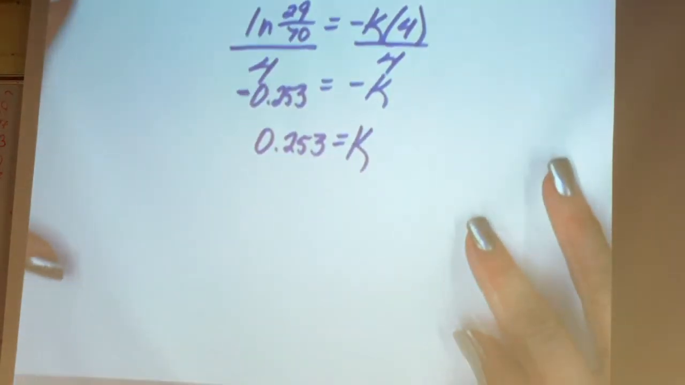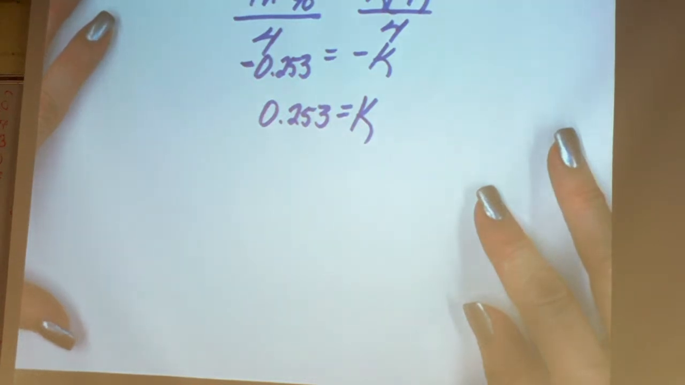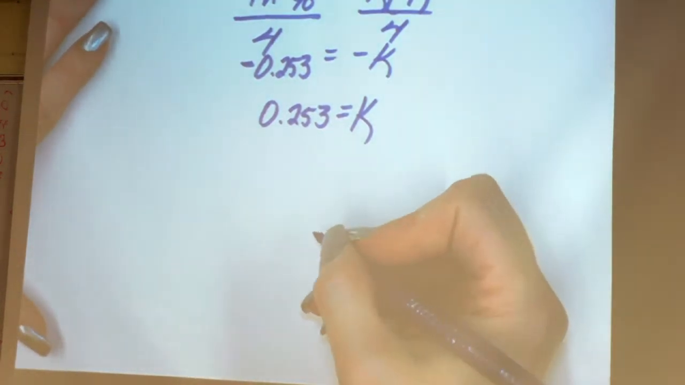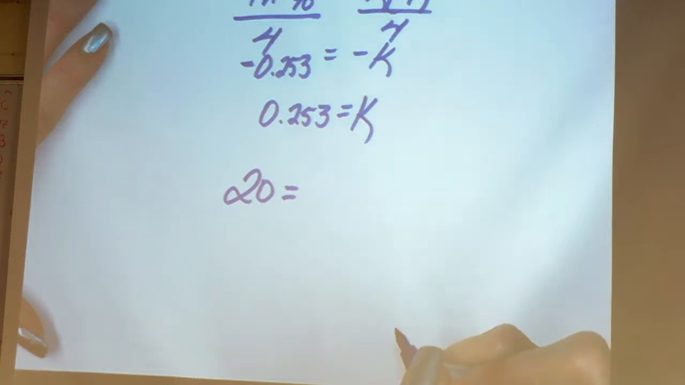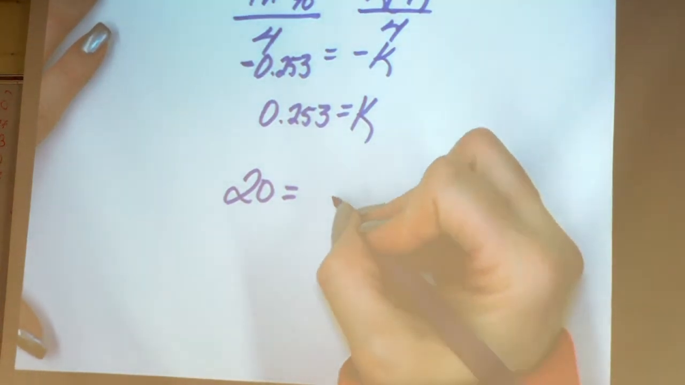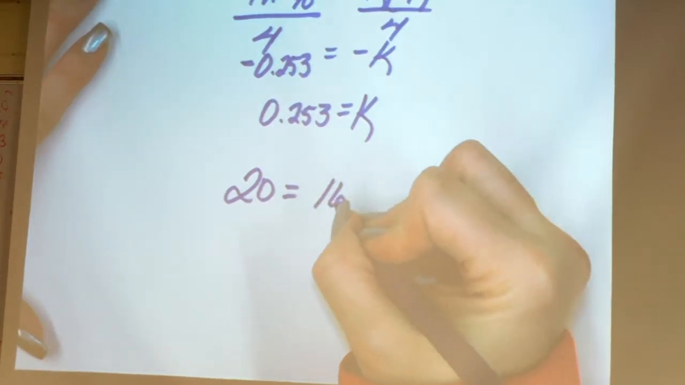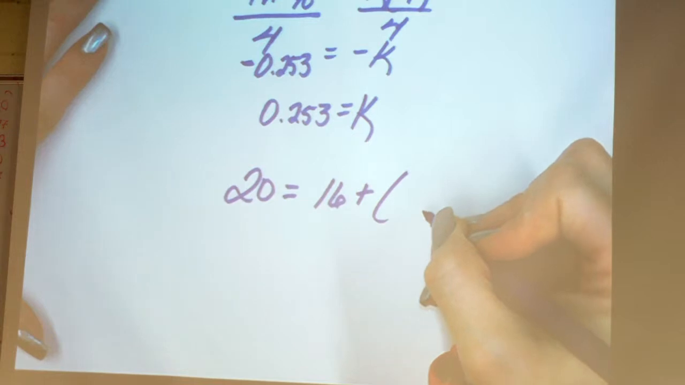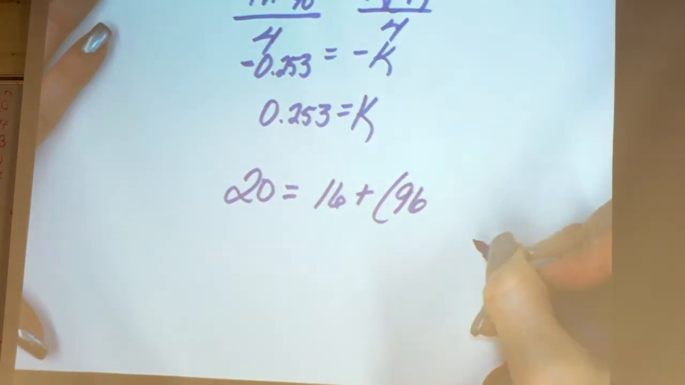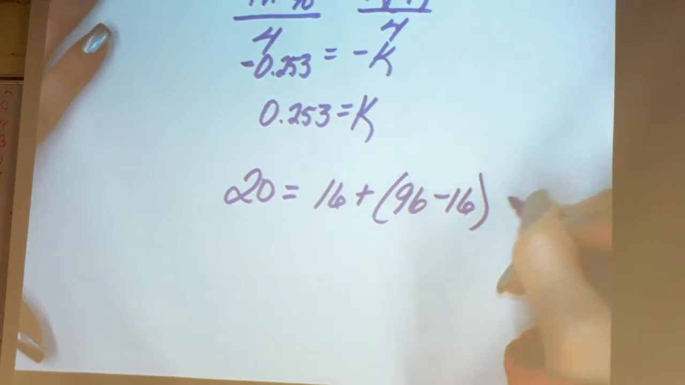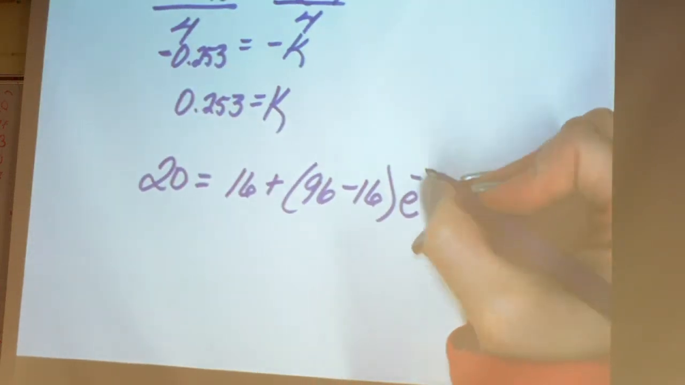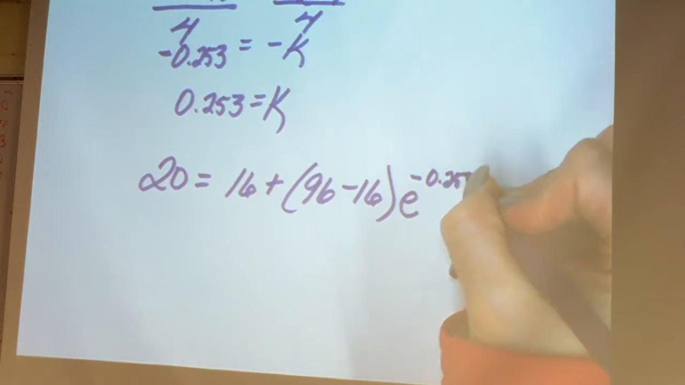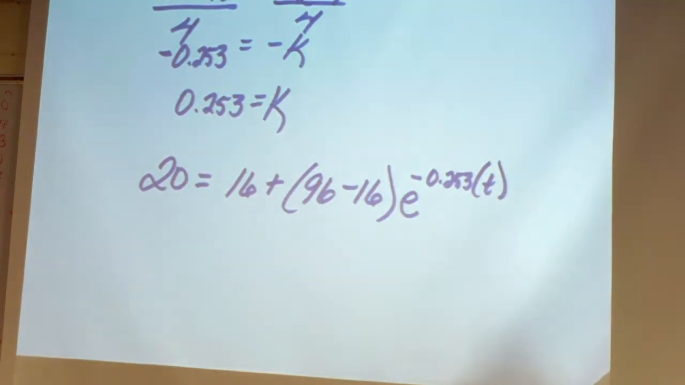Okay, now that we've found k, we can solve the rest of the problem. It wanted to know when the egg was going to be 20 degrees. So I go back to my Newton's law of cooling, and this time the temperature that it has cooled to would be 20 degrees. Okay? My temperature of the water is still the same, 16 degrees. The initial temperature, again, is still the same. It started at 96 degrees. And I need to subtract the water temperature. And then this is e raised to the negative. Now I have a value for k, so I don't have to write k. So I can put 0.253 times t. And t is what we are trying to find. So we can solve this out to find t.